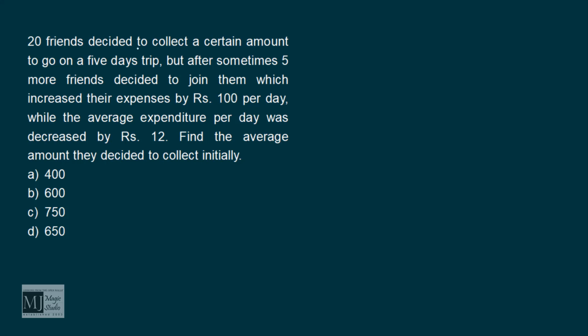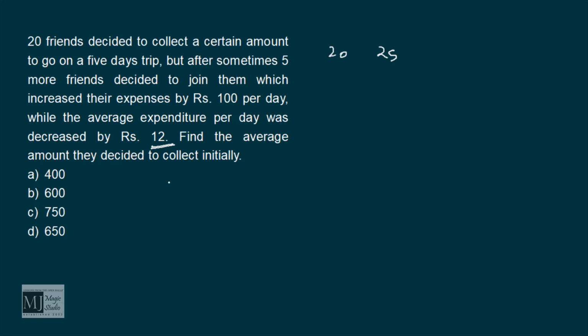20 friends decided to collect a certain amount to go on a 5 days trip. But after some time, 5 more friends join in, which increases the expenses by rupees 100 per day, while the average expenditure per day was decreased by rupees 12. Find the average amount they decided to collect initially.